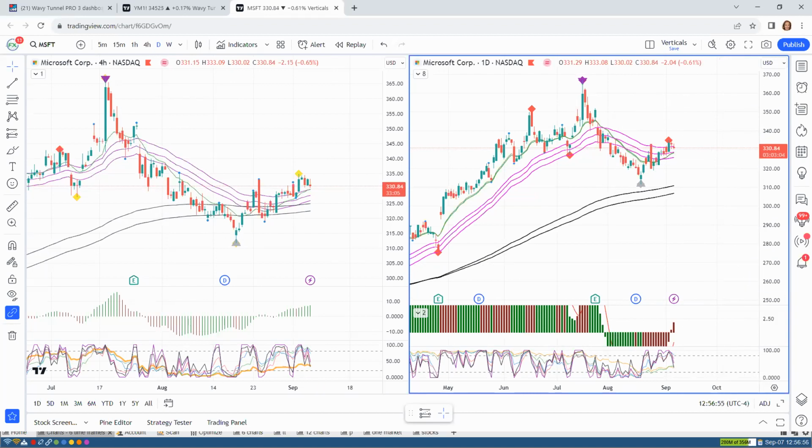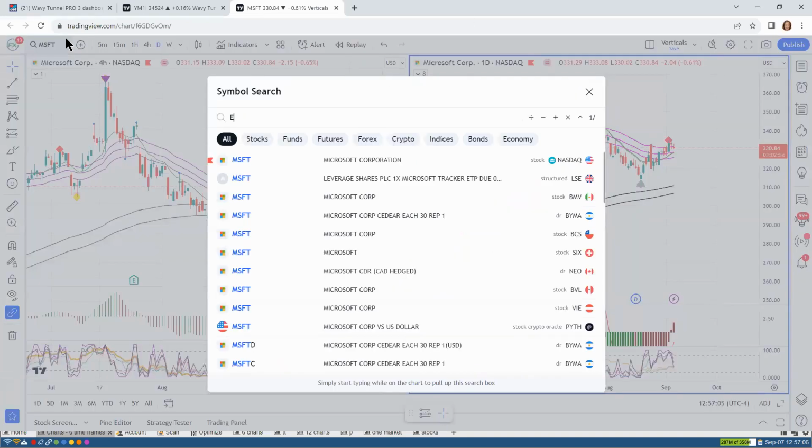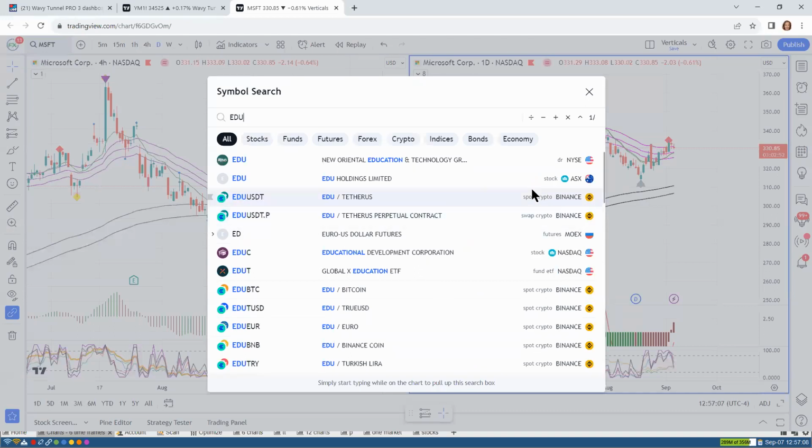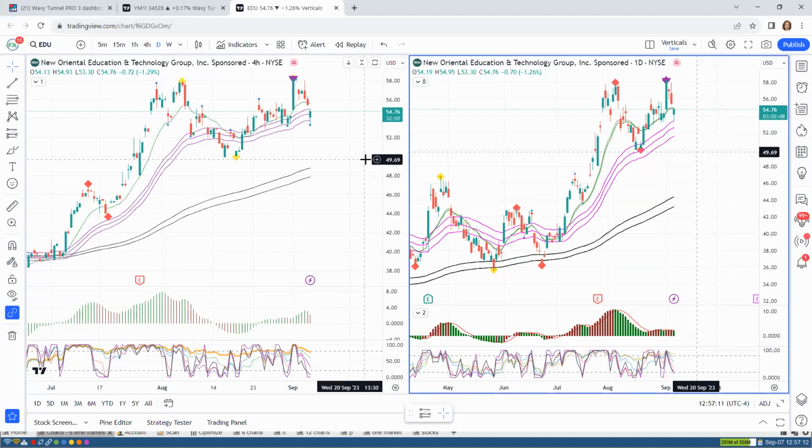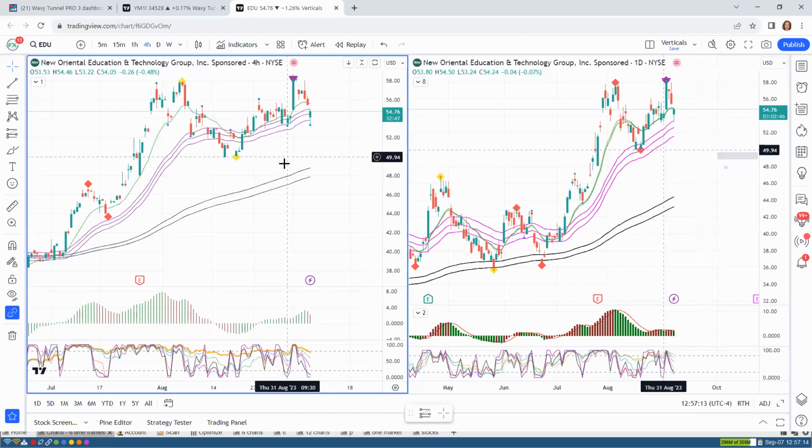I looked at gold earlier, so I'm not going to look at that again. And EDU, did we do EDU? Okay, EDU. And tell me, is this it? Tell me the time frames that you want to look at.